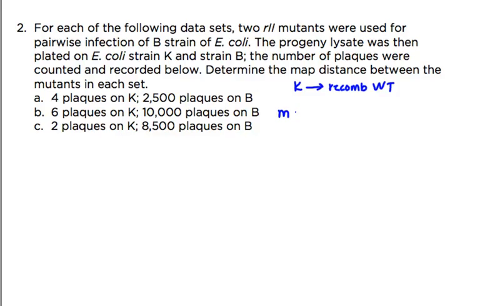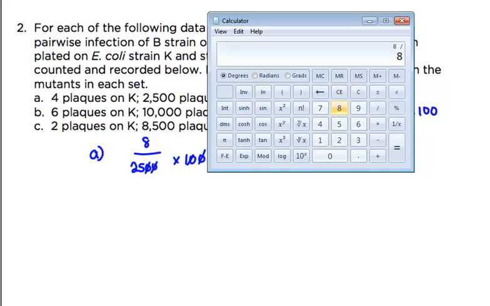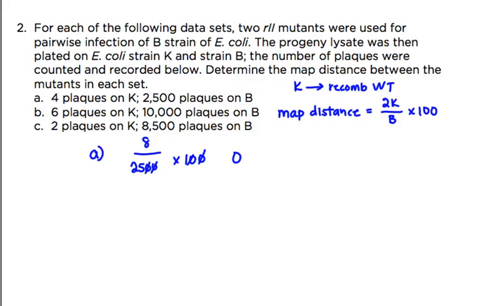And the map distance formula for this type of pairwise infection is equal to the number of plaques on K times 2 divided by the number of plaques on the B strain times 100. So let's do A. They saw 4 plaques on strain K, so it's going to be 8 over, and then 2,500 plaques on strain B. So you get 0.32 centimorgans between the two mutants.